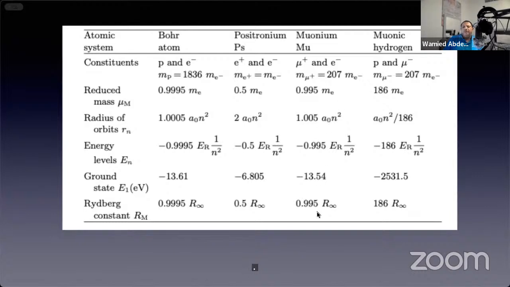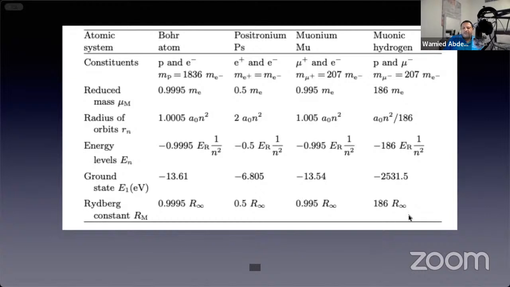Here we have a muonic hydrogen, where we have a proton in the nucleus, but what's orbiting this proton is a negative muon. It's not an electron, it's a negative muon, has a negative charge, and the mass of this negative muon is 207 times the mass of an electron. Then the reduced mass, we calculate it with the formula, and we find it to be 186 times the mass of an electron. Then we can simply calculate all the other parameters, the radius, the energy levels, and the ground state, which is just when n equals 1 for this system.